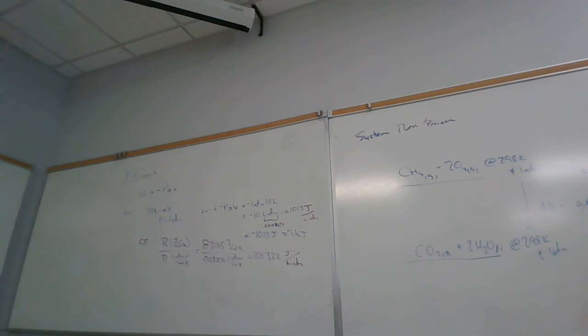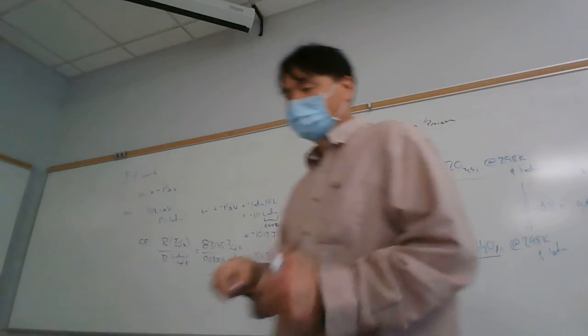When we do things under constant pressure, we use Avogadro's law. When we do things under constant volume, we use Dalton's law. So what's the difference between Avogadro's law and Dalton's law?